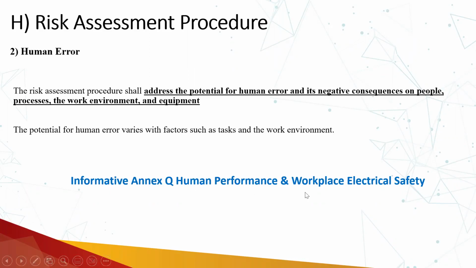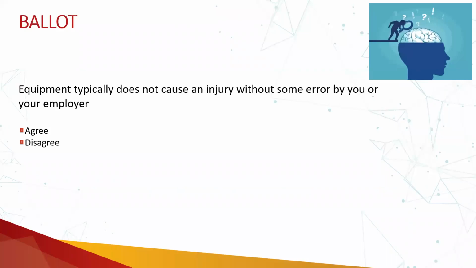Human factors, human performance, and workplace electrical safety, you can find this information in your informative Annex Q. Typically, equipment does not cause injury without some error by you or by your employer. It's correct. If you are not maintaining electrical equipment correctly over a period of time, then there is definitely a chance of electrical incidents. The equipment has not caused something, but you have not taken care of that equipment. That's why it is causing some problem. Either you are responsible, or your employer has not provided the required budget and required skills to maintain those assets.